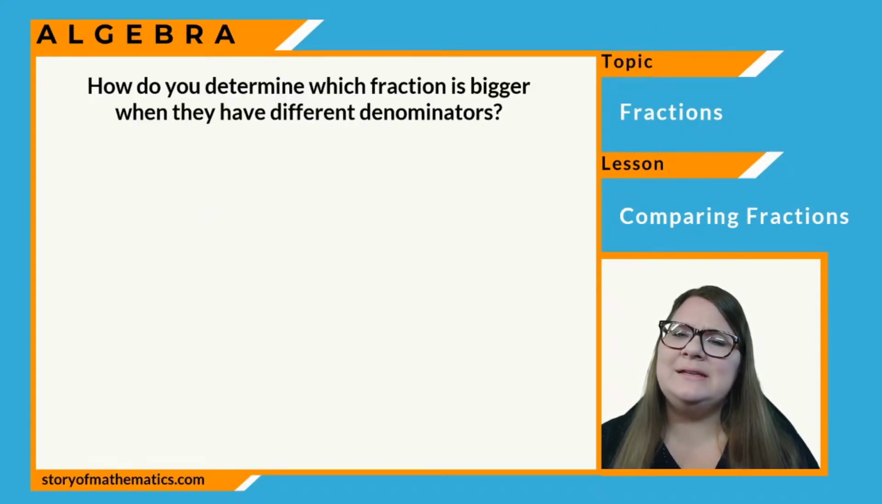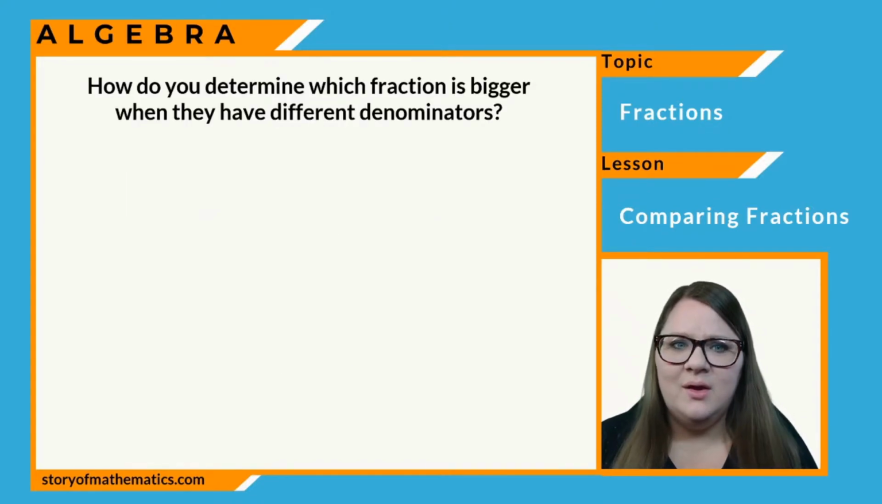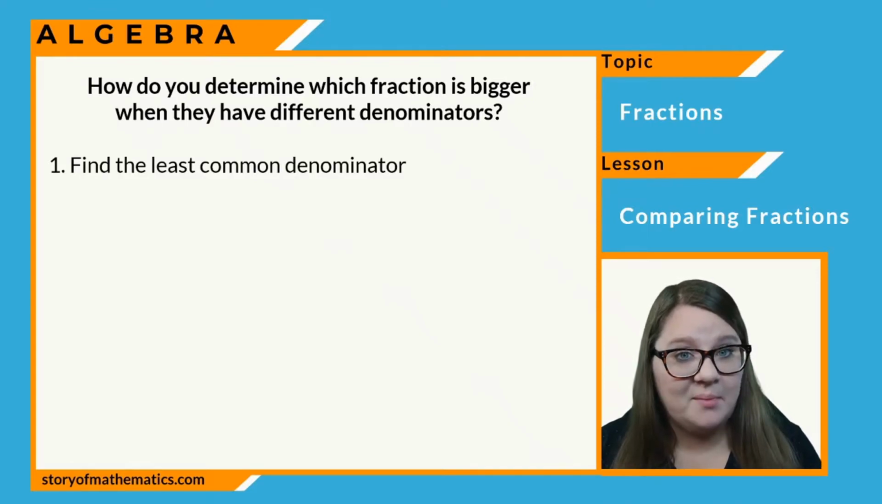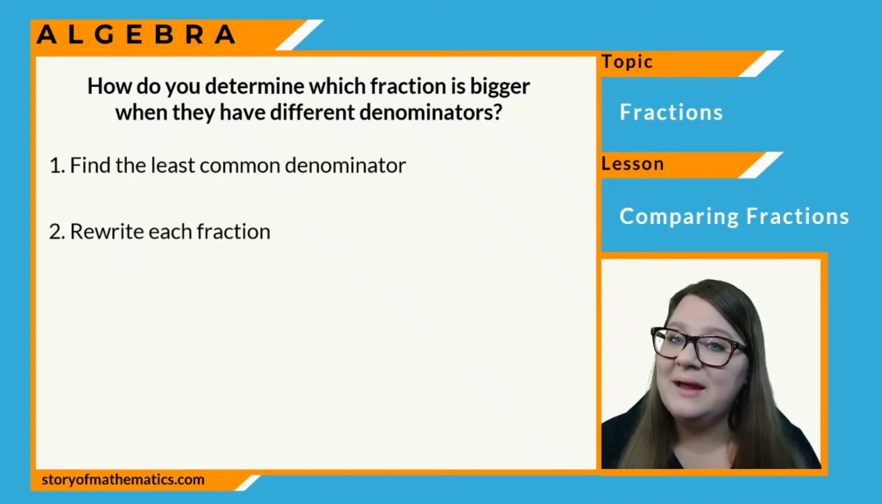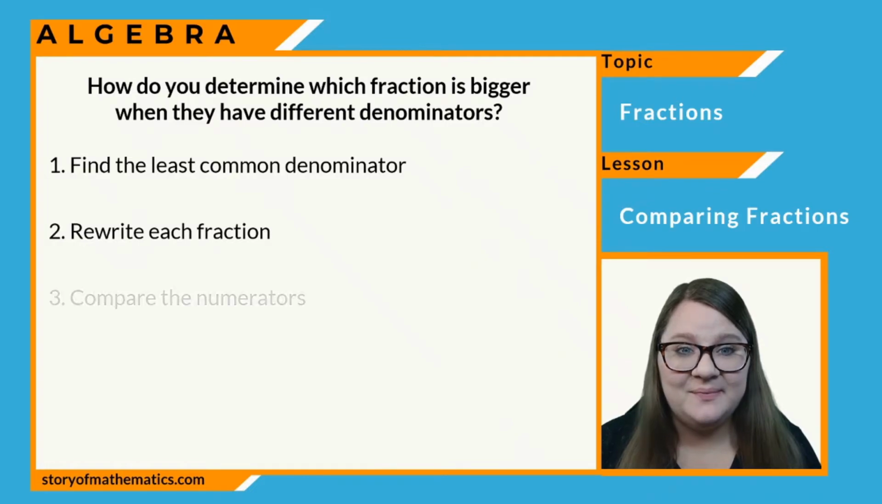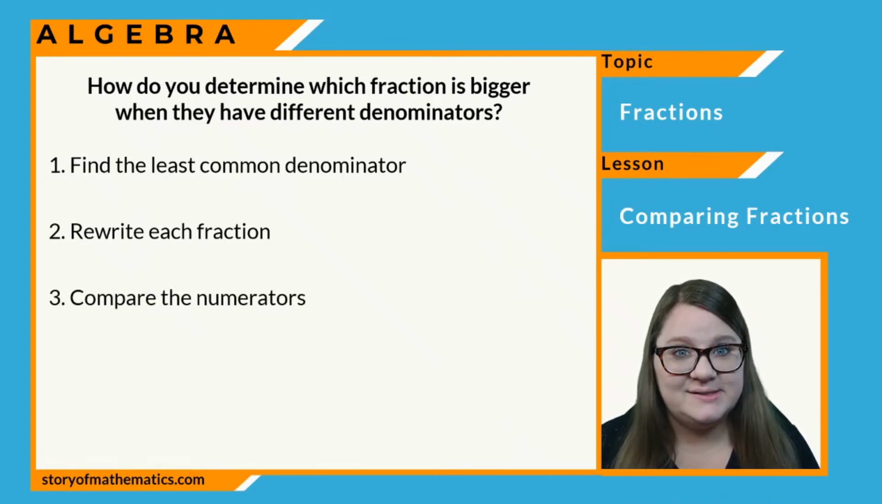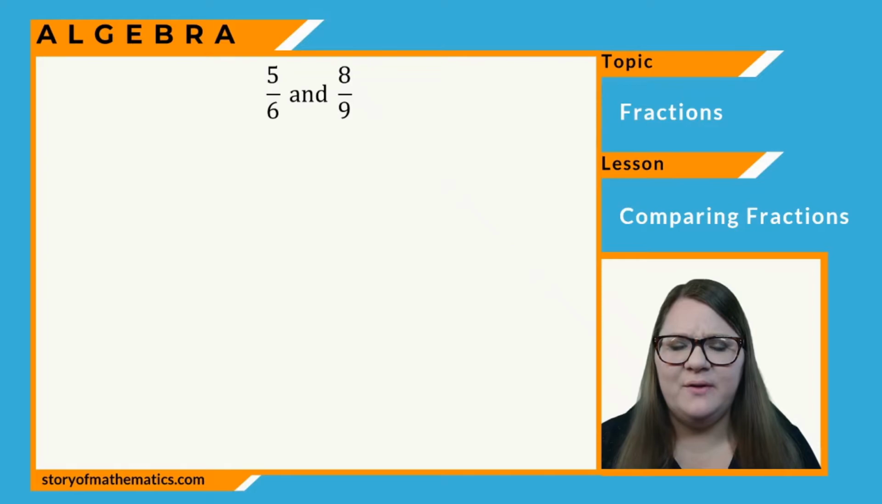Now, what if they have different denominators though? Well, then you're going to need to find the least common denominator. You'll have to rewrite each fraction with that denominator, and then you can compare the numerators. Let's take a look at this example.